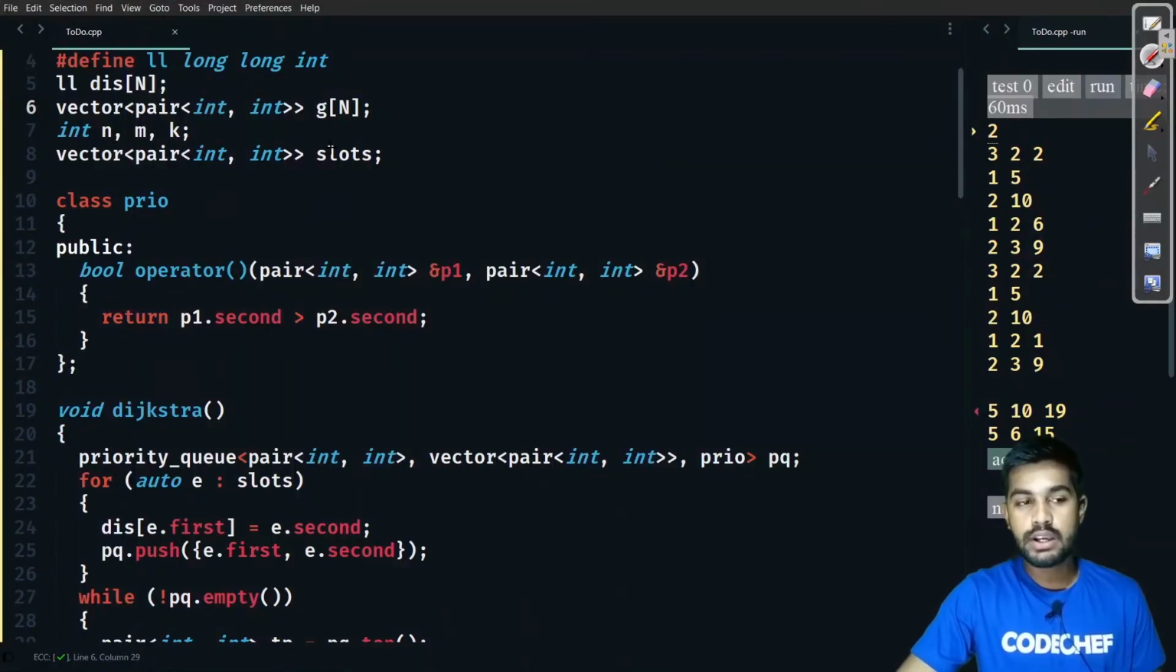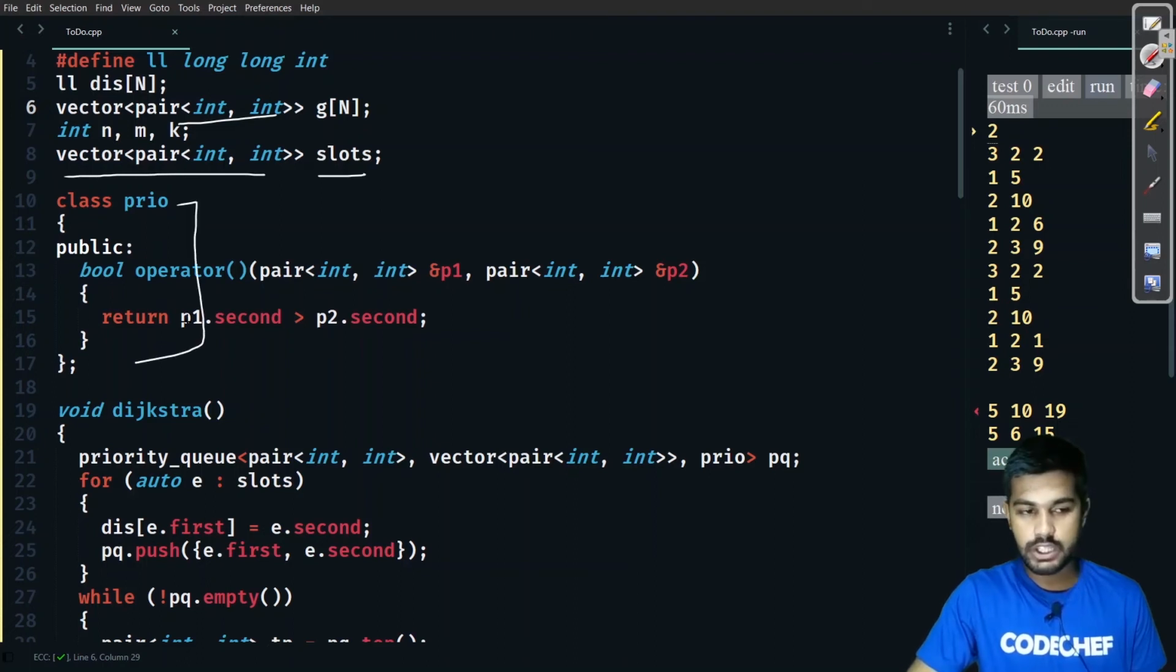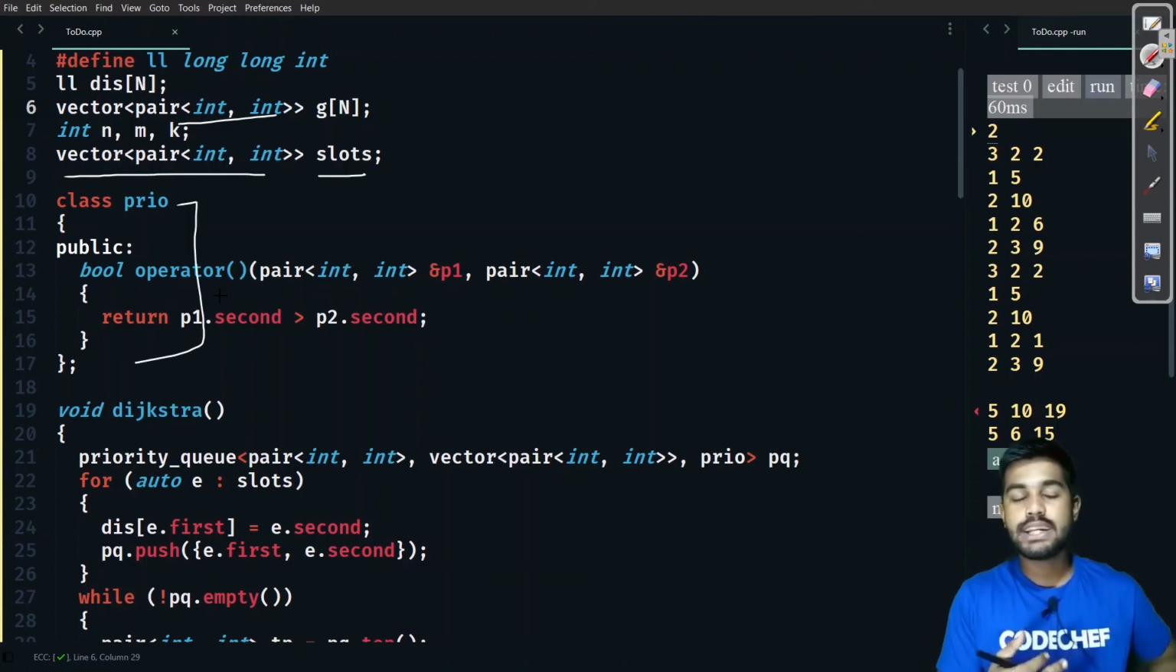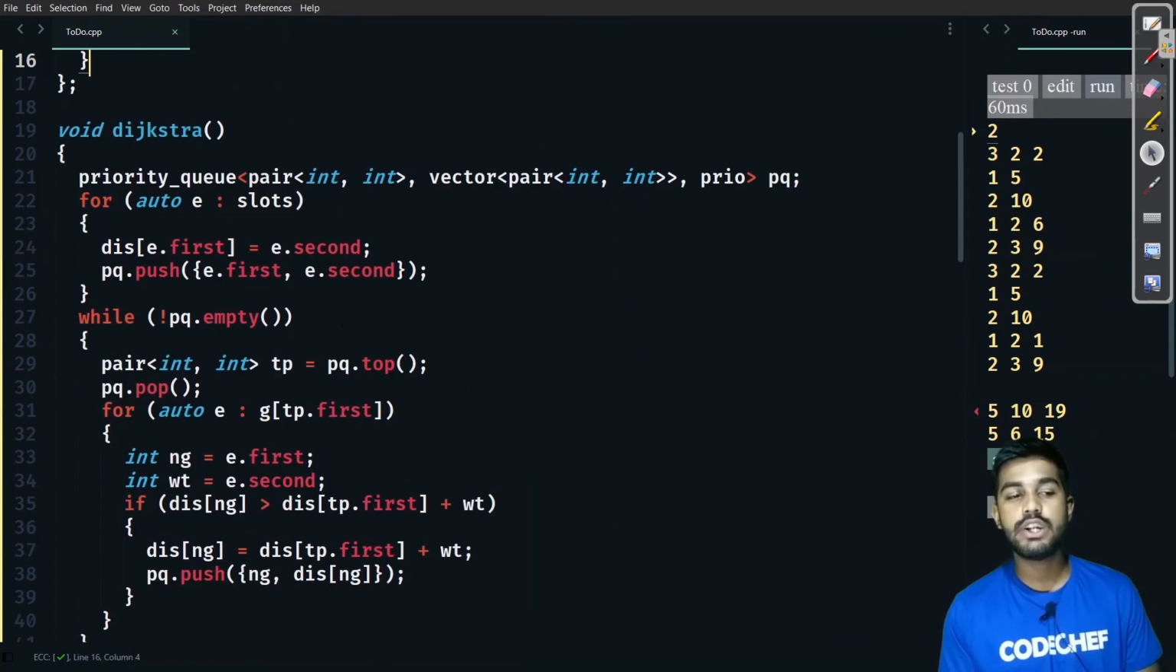To store the whole graph, we have used an array of vector of pairs, and to store the slots of the hospital, we have used a vector of pairs. Now, the next thing is this class of priority queue. It acts as a custom comparator to implement the min heap of priority queue on the basis of the second element. If you don't understand this priority class, you can simply store the cost in the first element instead of the second element.